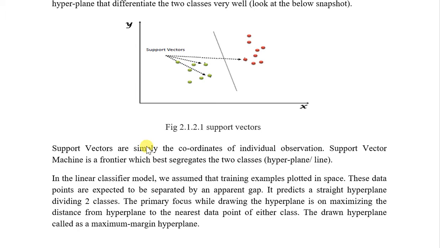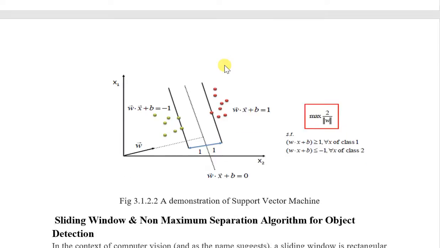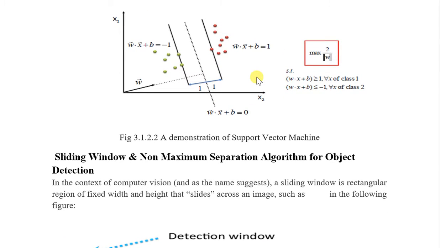Hyperplane, this line. In this linear classification model, we assume that training examples are plotted in space, and these data points are expected to be separated by an apparent gap. It predicts a straight hyperplane dividing these two classes, and the primary focus while drawing this hyperplane is on maximizing the distance between the hyperplane and the nearest point of either class. The drawn hyperplane is called a maximum margin hyperplane. So this is a support vector machine.